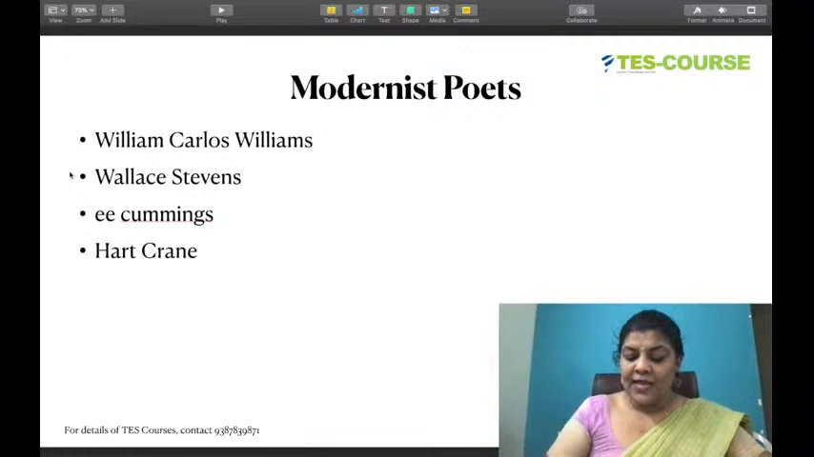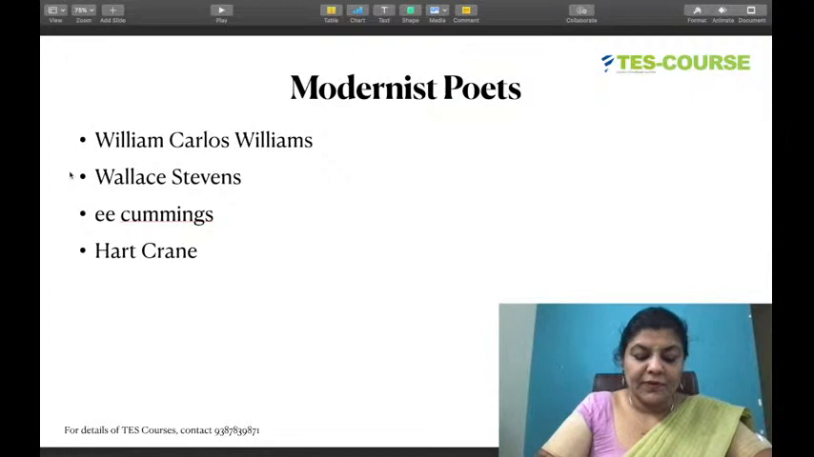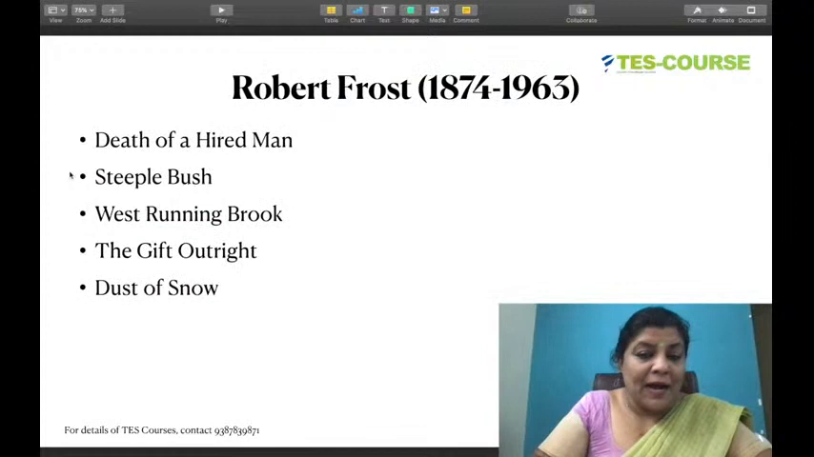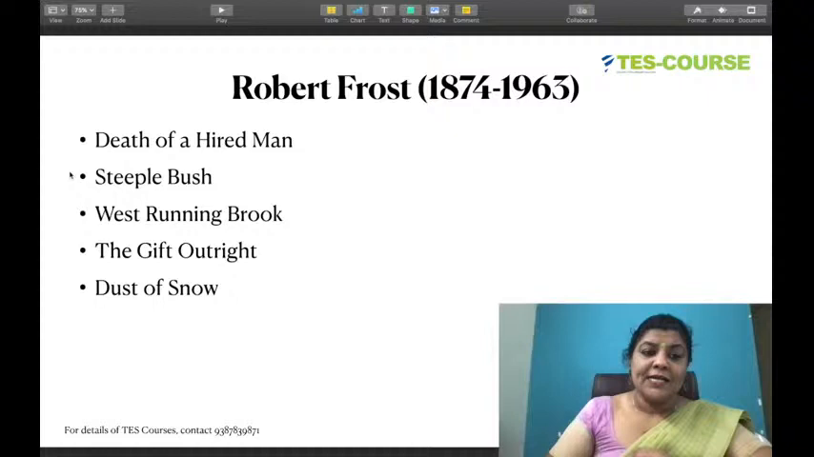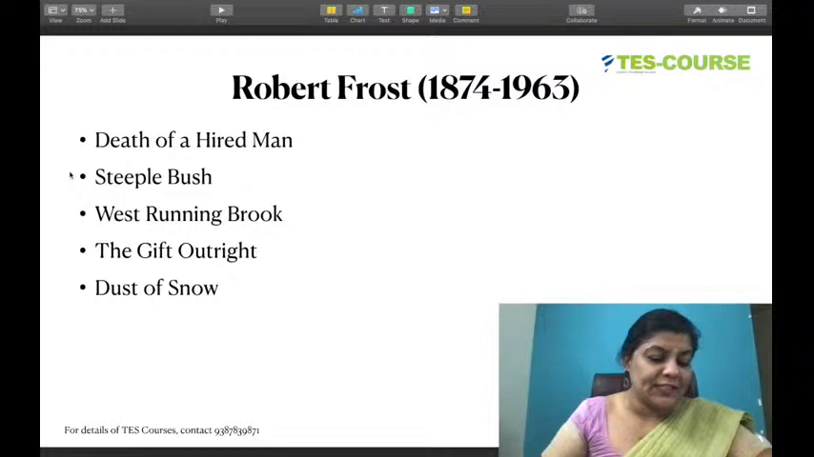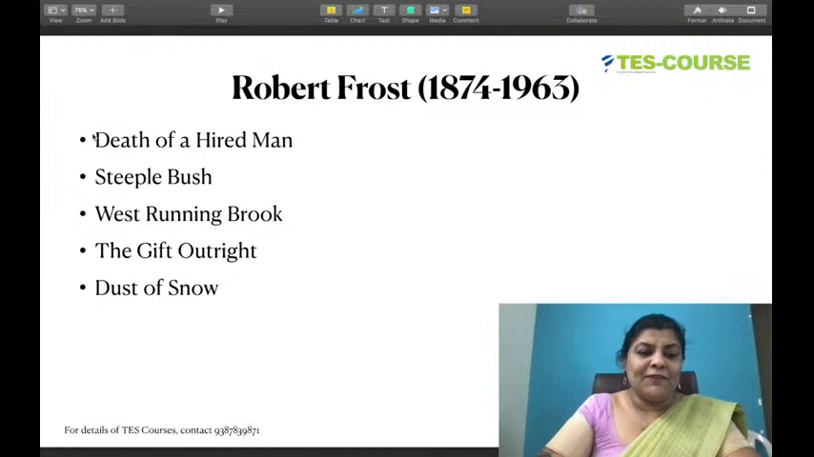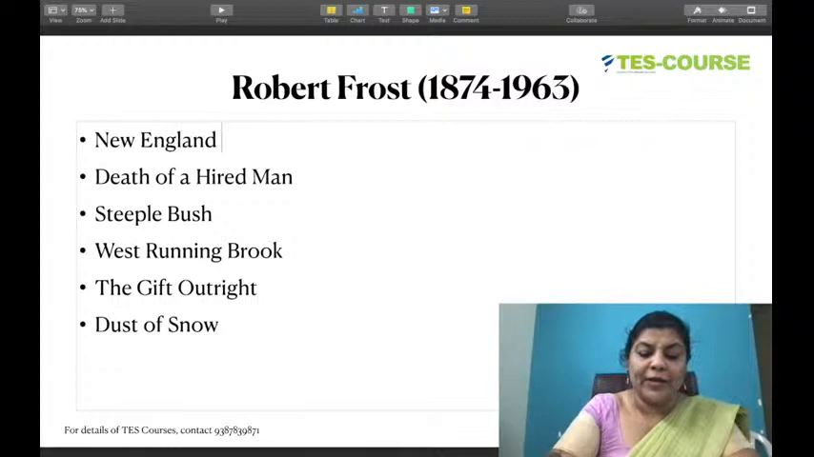pattern poetry, typographic novelty. Look at Robert Frost: apart from famous poems like Stopping by Woods on a Snowy Evening and The Road Not Taken, so many other poems like Death of a Hired Man, Steeple Bush, West-Running Brook, The Gift Outright, Dust of Snow, Home Burial. Robert Frost was from which place, guys? He was a New England poet.